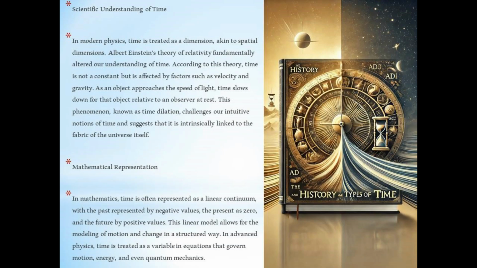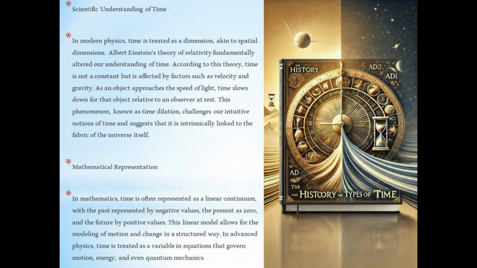Scientific understanding of time. In modern physics, time is treated as a dimension, akin to spatial dimensions. Albert Einstein's theory of relativity fundamentally altered our understanding of time. According to this theory, time is not a constant but is affected by factors such as velocity and gravity. As an object approaches the speed of light, time slows down for that object relative to an observer at rest. This phenomenon, known as time dilation, challenges our intuitive notions of time and suggests that it is intrinsically linked to the fabric of the universe itself.